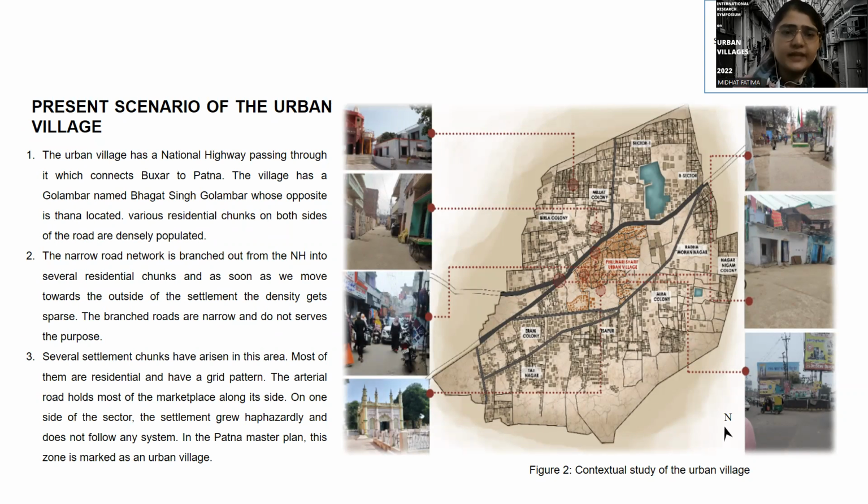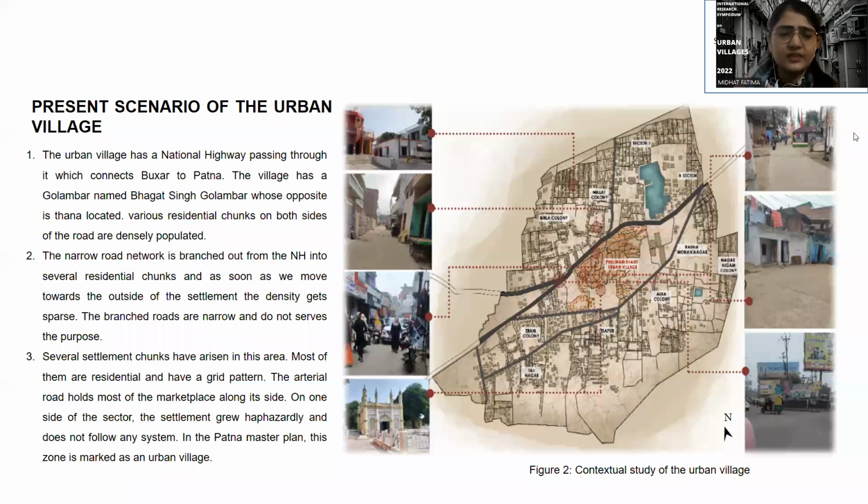Talking about the present scenario of the urban village, in the adjoining figure, the conceptual study of the urban village is provided. The red zone demarcates the Fulwari Sharif urban village. The urban village has a national highway passing through it, which connects Buxar to Patna. The narrow road is branched out from the NH into several residential chunks, and as we move towards the outside of the settlement, the density gets sparse. Several settlement chunks have arisen in this area.